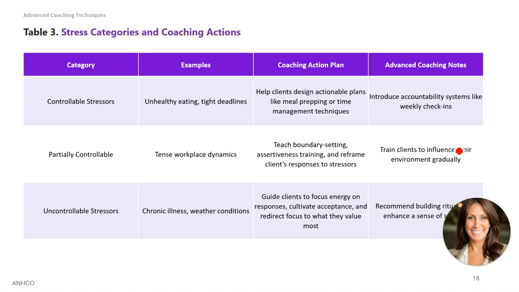Table 3, stress categories and coaching actions. Here you will see the category, the examples, the coaching plan, and the advanced coaching notes. Let's walk through the different categories. You have controllable stressors, partially controllable, and uncontrollable stressors. The examples: unhealthy eating or tense workplace dynamics or chronic illness.